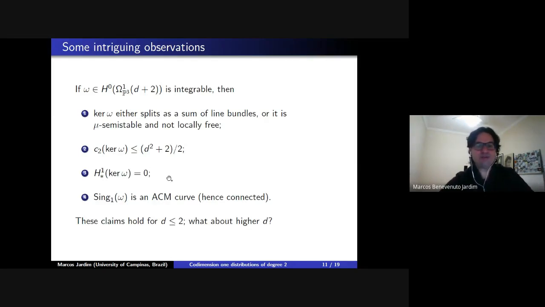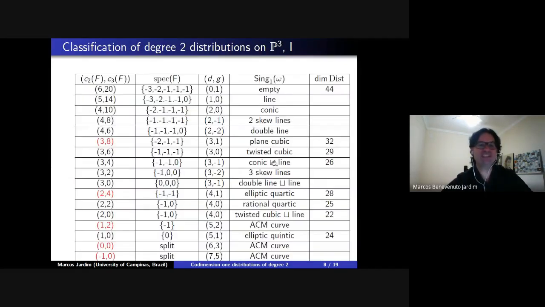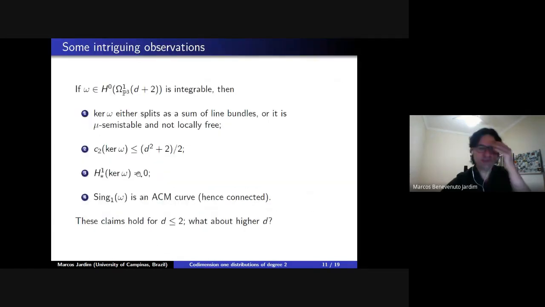Now, a more algebraic observation is this: the first cohomology module of the kernel sheaf vanishes. This is something that you find by observation here in the classification. You look at what happens for these cases where foliations appear, and the first cohomology module is trivial, in this case that I highlighted in red here. So I think this is an interesting algebraic observation, and my wild guess is that this may happen in higher degree as well.